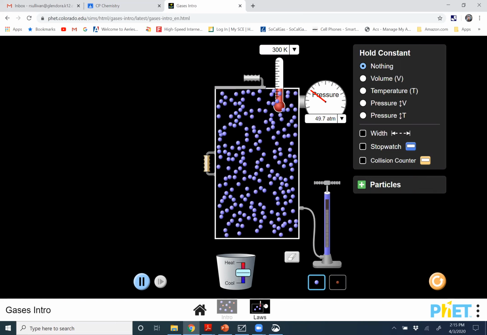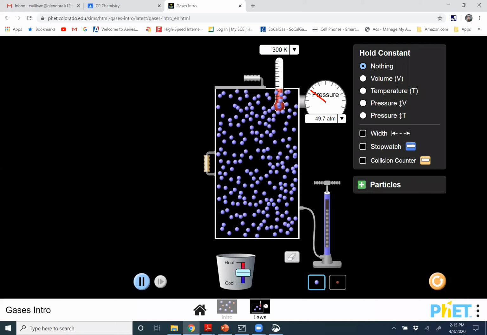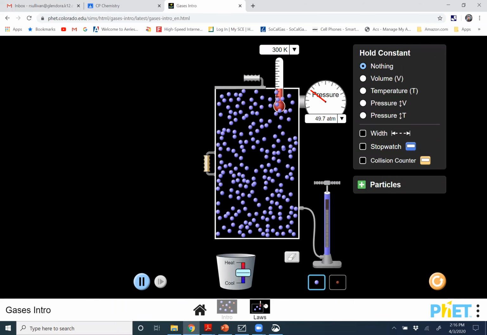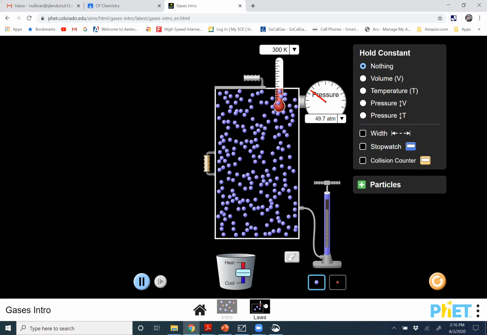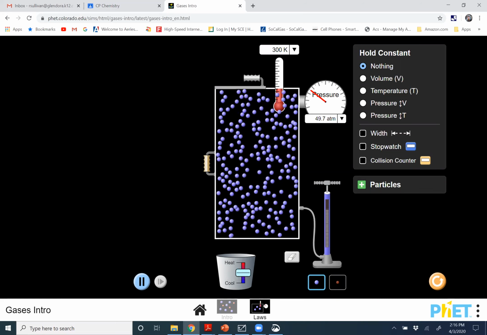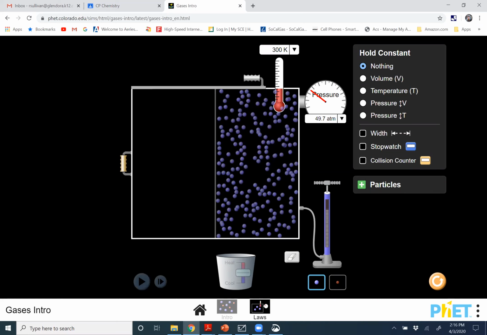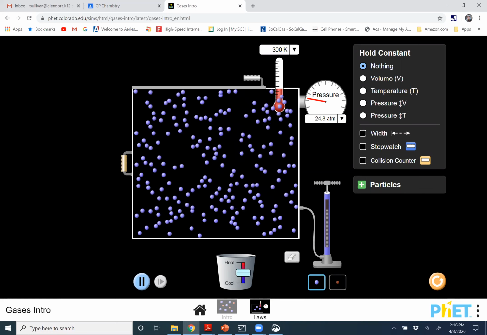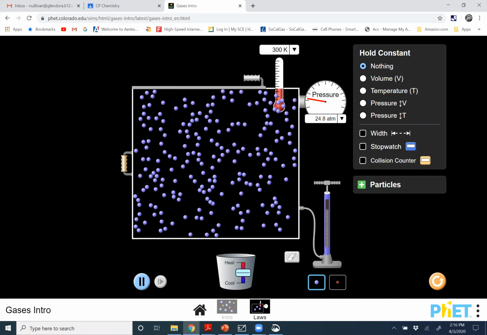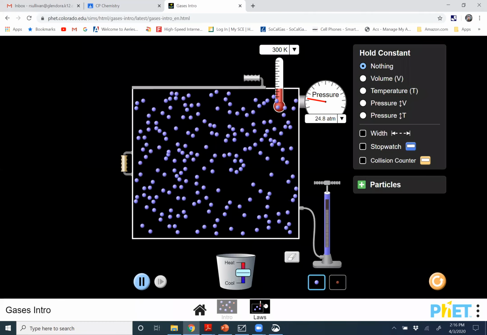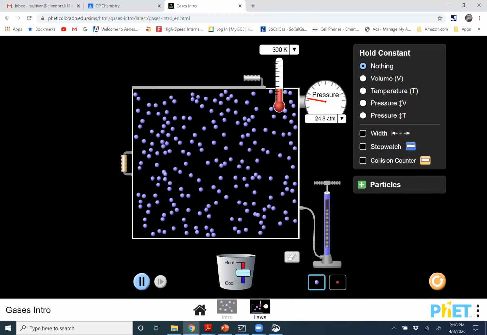So what we're going to do, this would be an experiment that Boyle would have done. We're going to take this and you can kind of see we're going to double the volume. So it's going to be about that big. And what do you notice happens to the pressure? We doubled the volume. We multiplied the volume by 2. And what happened to the pressure?